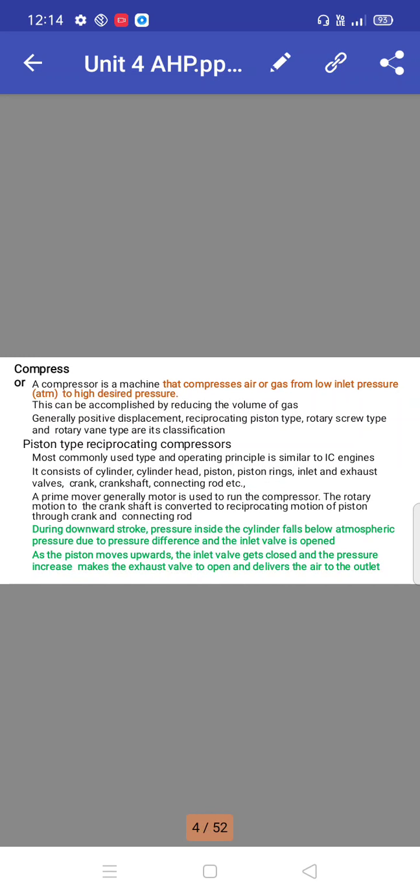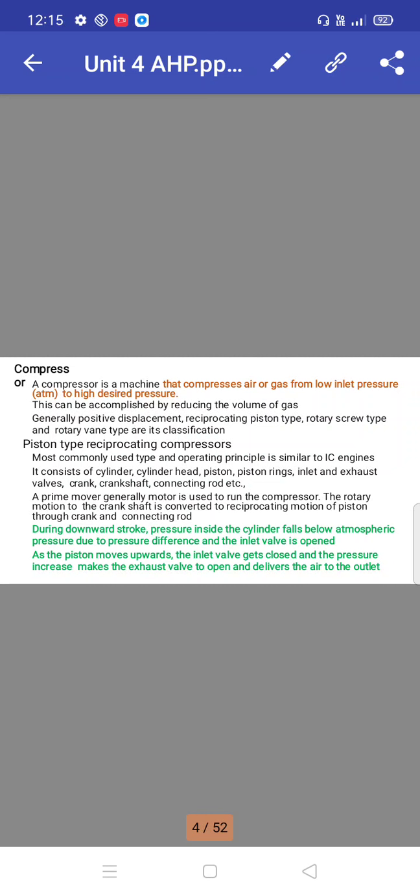Compressor. A compressor is a machine that compresses air or gas from low inlet pressure, that is atmospheric pressure, to a high desired pressure. This can be accomplished by reducing the volume of gas, generally by positive displacement. Reciprocating piston pump, rotary screw pump, and rotary vane type are its classification.